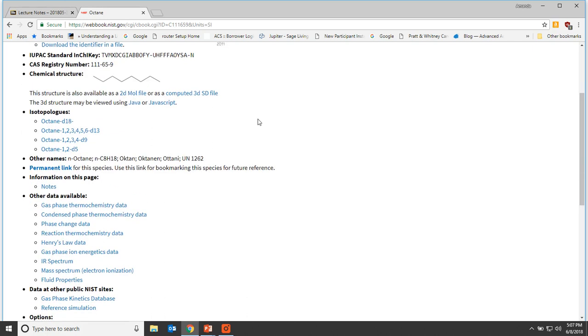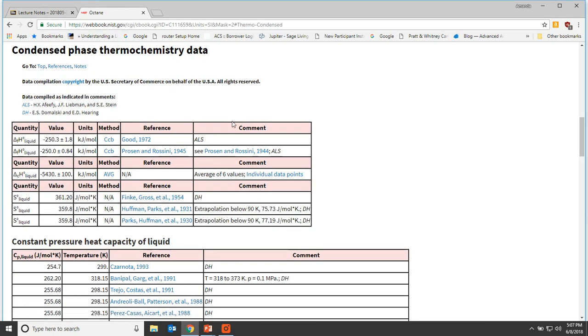Okay. And what we're looking for is the thermochemical data. So there's a couple different choices, gas phase or condensed phase. So if I had C8H18 as a gas, I would pick this one. But we have a liquid, so that's a condensed phase. Solids are also condensed, okay? And so we have all these different values.